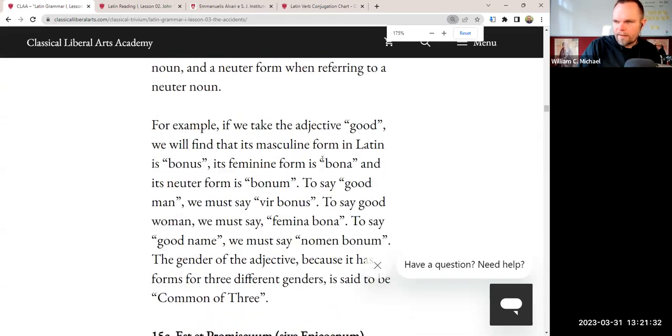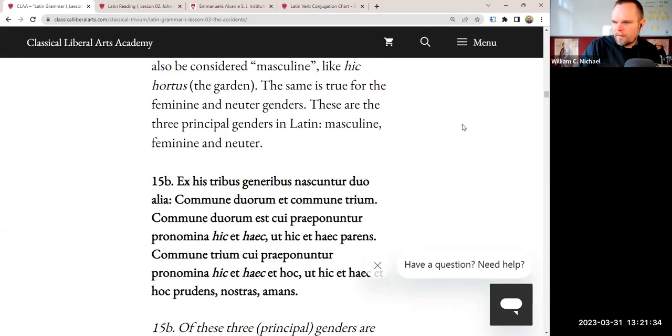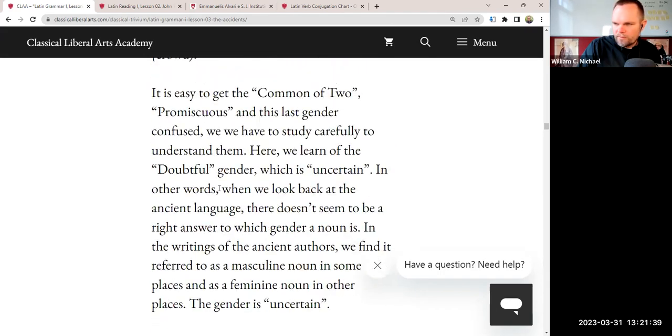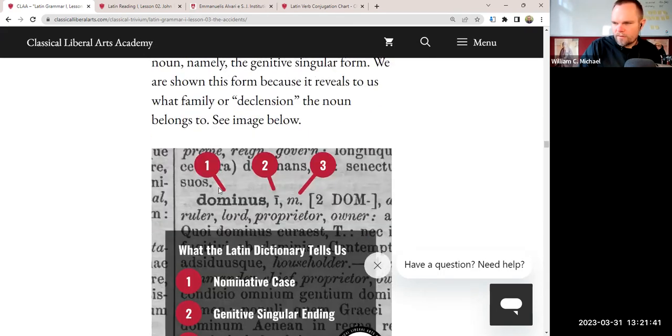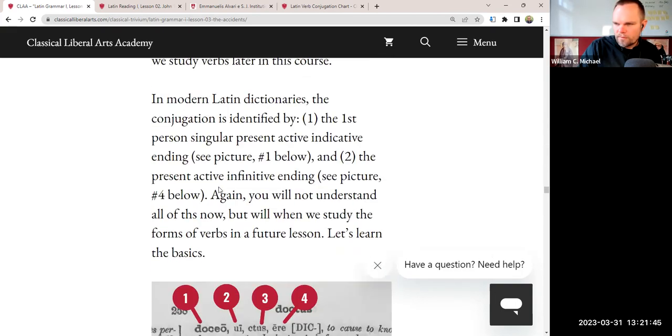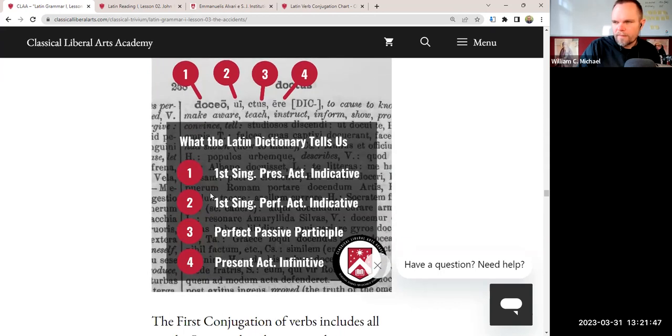I got to go back and find this. Let me get back there. I zoomed in and it made it go bonkers. Let me just go find it. There's the noun example. There's the verb example. All right.